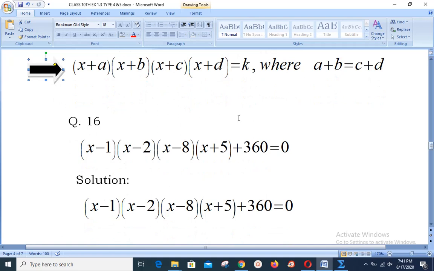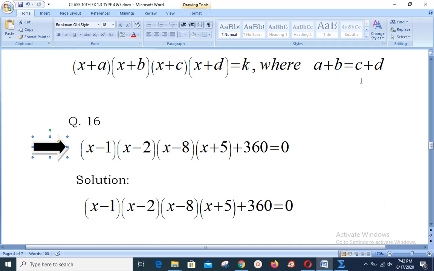You can see that the equation is (x - 1)(x - 2)(x - 8)(x + 5) + 360 = 0. So we have to fulfill this condition that the place value a is minus 1, whereas in place of b minus 2 is in this question, and minus 8 is representing c, whereas plus 5 takes the place of d. Constant number that is equal to k in the above type is written on the left hand side, plus 360. It may be given on the left hand side, it may be given towards the right hand side.